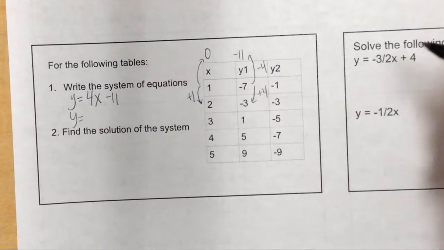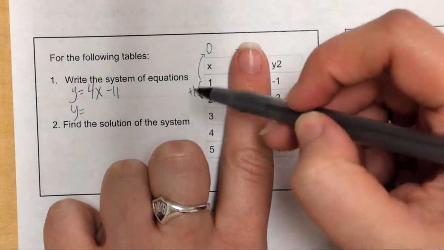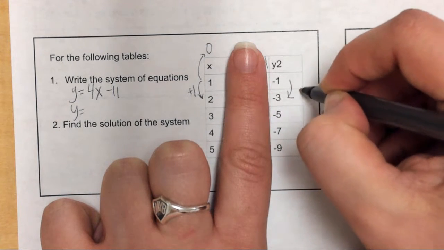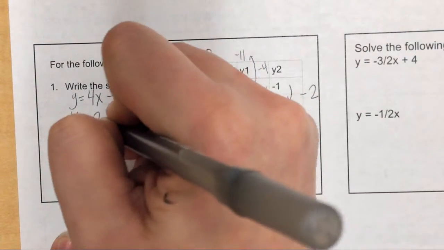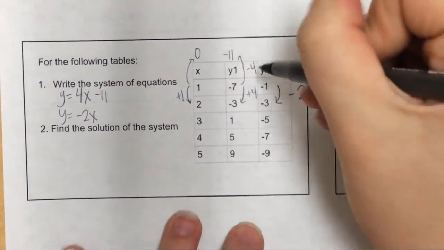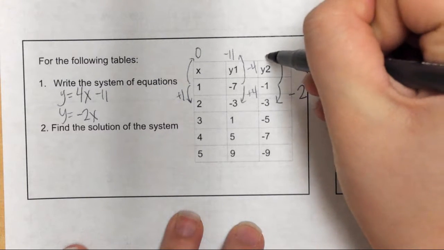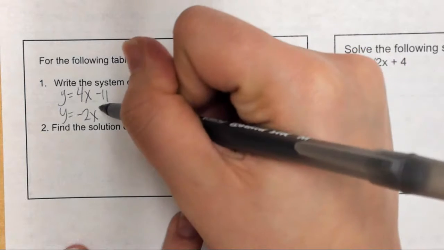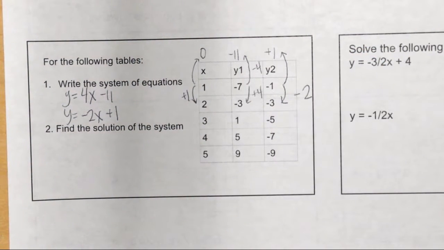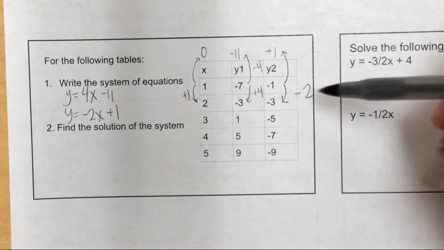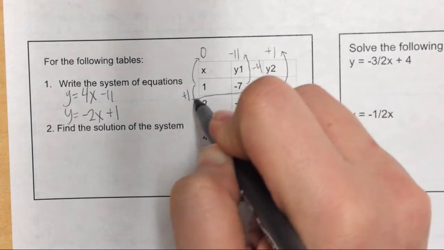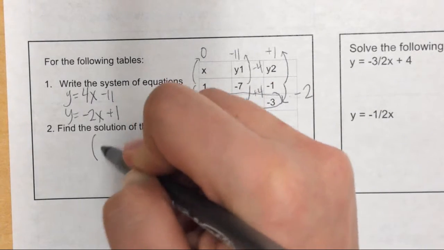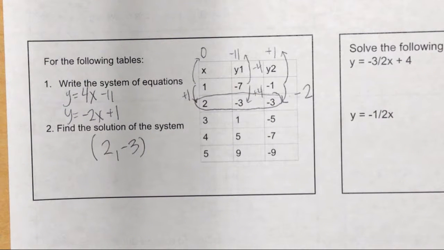For my second equation, I'm going to ignore this middle column. I still have my plus 1, and here I'm minusing 2. So my slope is negative 2 over 1, so negative 2x. Then I go backwards, I add 2, and I get positive 1, so plus 1. To find the solution of the system, I look for a point, the second one, that they have in common, and this point is 2, comma, negative 3.